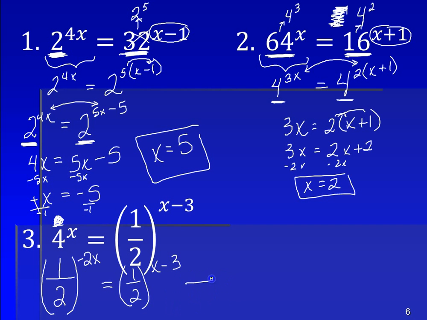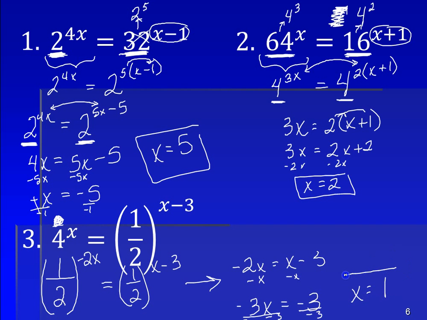Okay, so our 1/2s are the same. So since our bases are the same, we can say our powers have to be the same. So -2x has to equal x minus 3. Again, I'm going to move that x over. So I have -3x equals -3. Divide both sides by -3. x equals -3 divided by -3, which is 1.